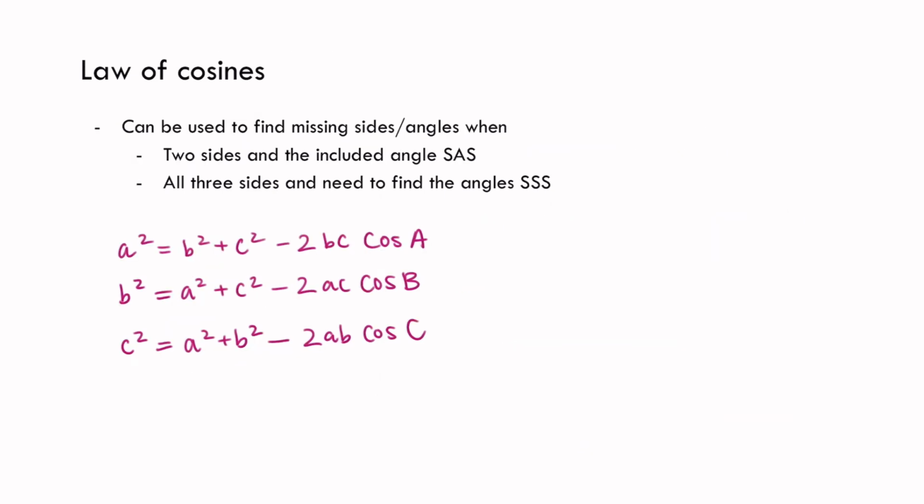So the law of cosines can be used to find missing sides and angles when two sides and the included angle are given, or when all three sides are given and you want to find the angles. So here are just the following equations that you can use. They're all just the same equation. You can remember it by knowing that if you're doing a squared here, then angle A has to be in the cosine function, and then the two other side lengths are going to be here as well.